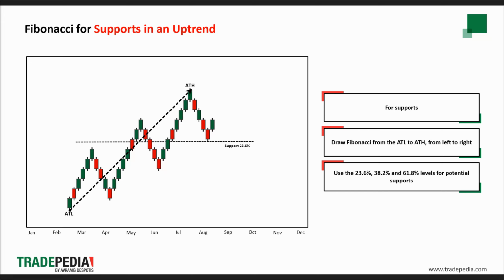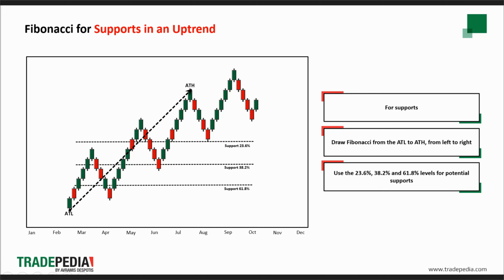And you can use the 23.6%, 38.2%, and your golden ratio 61.8%. These are levels that you can find and use for potential support. So that's finding support in an uptrend using Fibonacci. And as you can see, usually it does react at one of these levels. I can't tell you exactly which levels.